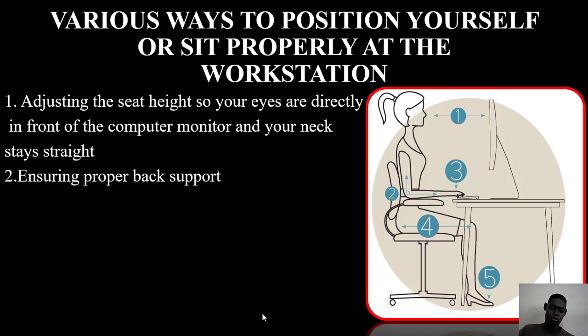Two. Ensure proper back support. You should make sure that the chair you are sitting on has proper back support. If the back support is not proper or strong, you may even be trying to lean backwards and you can fall off. So you should get proper back support so that your back too will be straight. Once you are sitting, your back will be straight and firm on the chair.